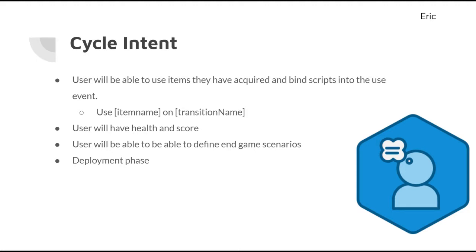This cycle's intent focused on implementing requirements for transitions and the use of items. As of now, the only purpose for using items is to clear a block transition. We decided that after those two tasks were completed, we could then easily define player progression and endgame scenarios through a combination of health, score, and scripting. Once finished with these features, we will implement a full help menu and transition into our first deployment phase.